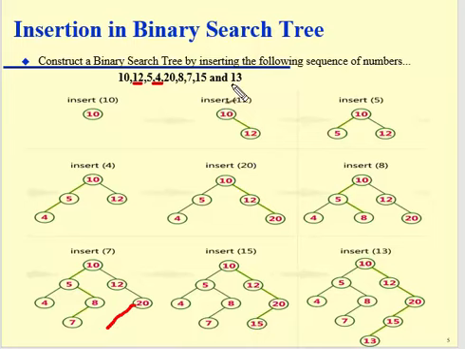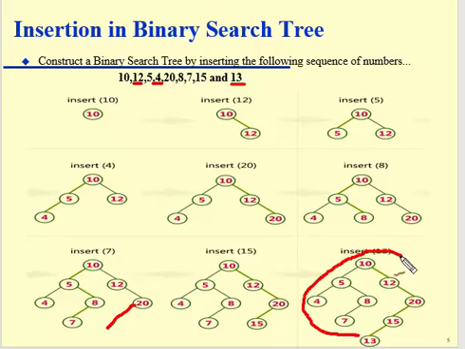Next last element is here 13. Now again start from here. 13 is greater than 10. You are coming here. 12 is there. 13 is what? Greater than 12. You are going here. 13 is lesser than 20. Go to this side. 13 is lesser than 15. So go to the left side. So that was empty previously. So 13 can be inserted over here. So this is your binary search tree.